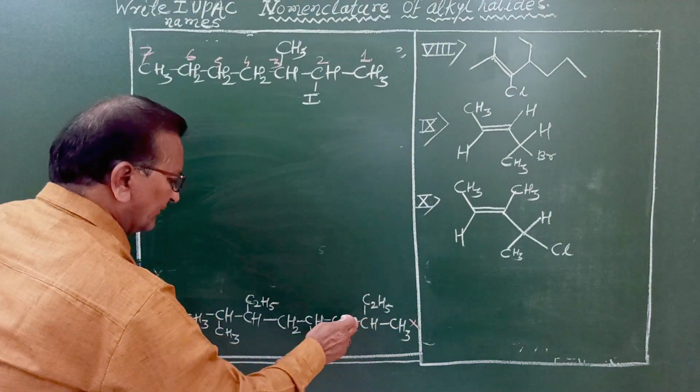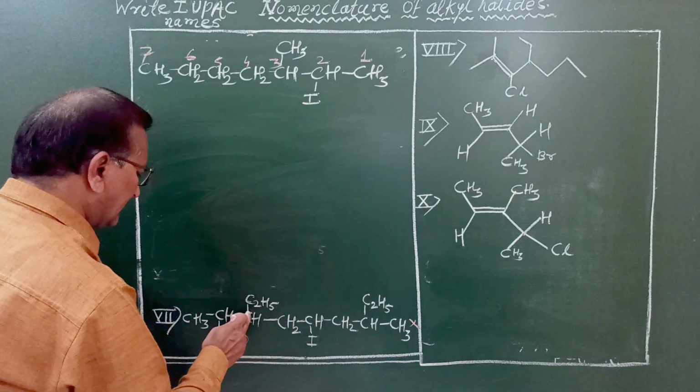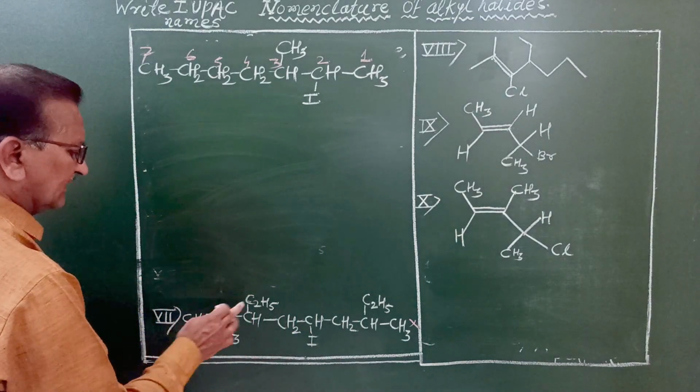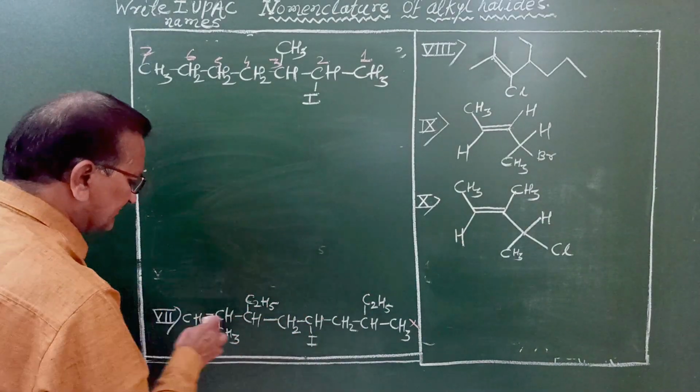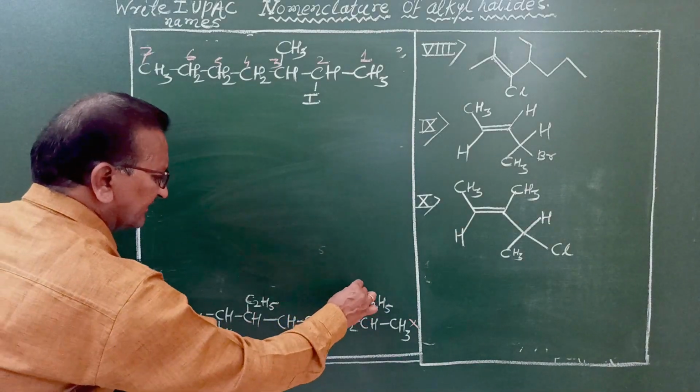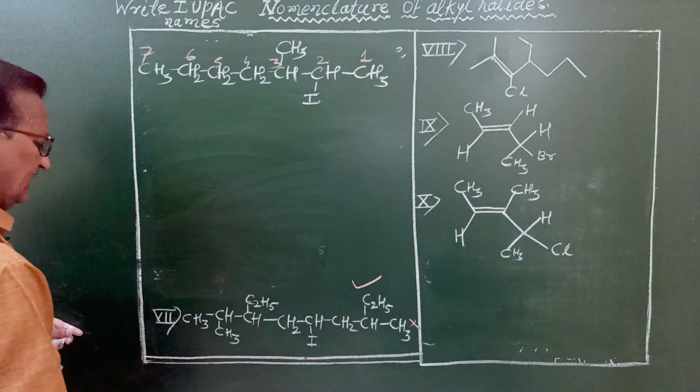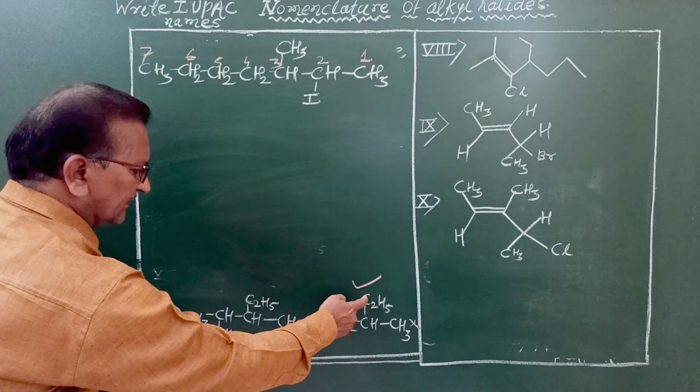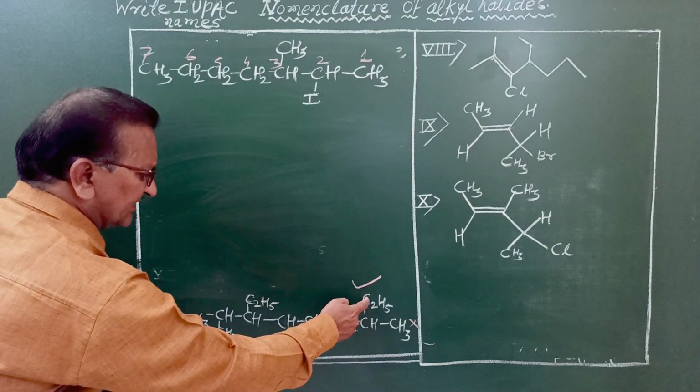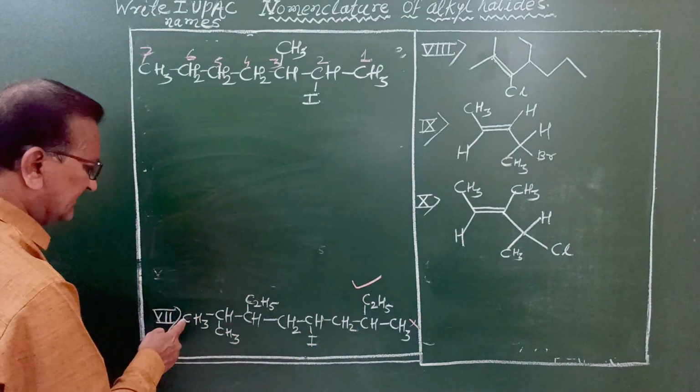1, 2, 3, 4, 5, 6, 7, 8 and 9. The question is how to number the carbon atoms of this chain from one end to the other. We can select this chain. One end of this chain is this one, and the other end is this one.